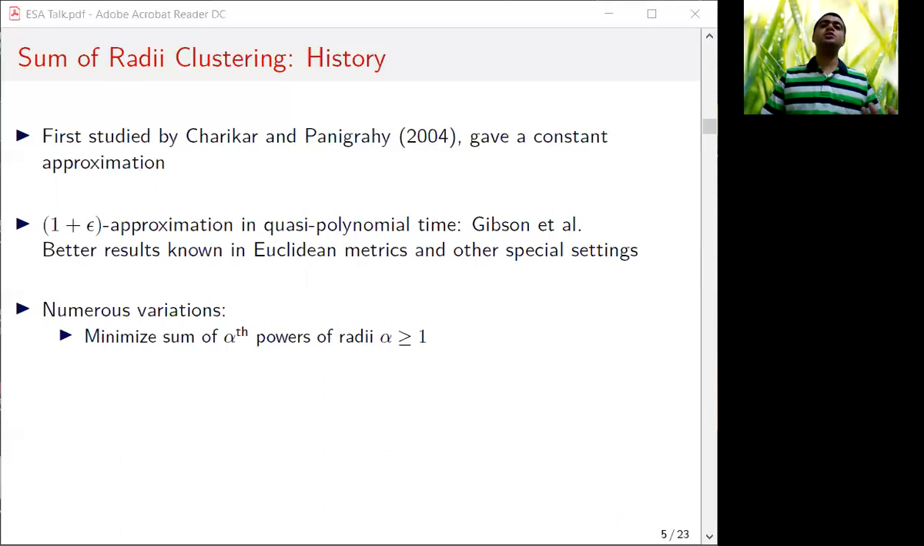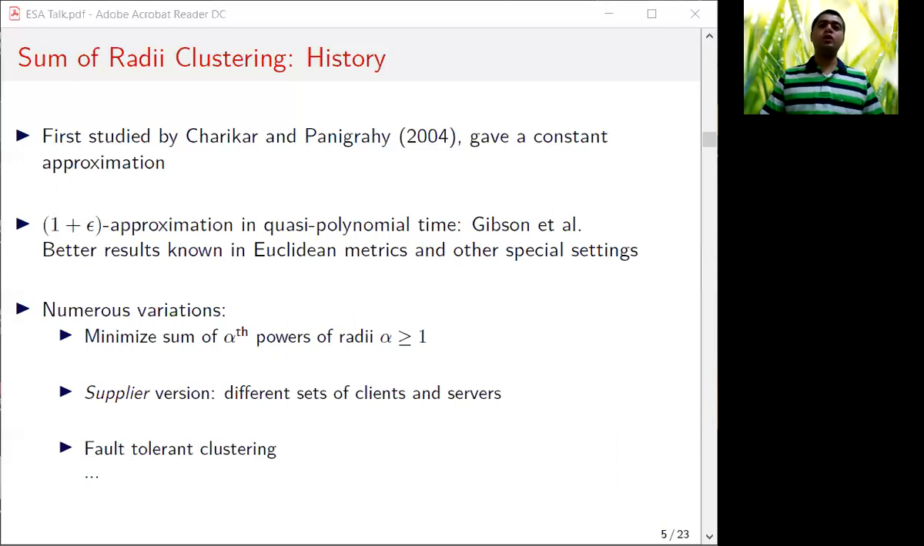A bunch of variations on this vanilla sum of radii clustering problem have also been studied. Suppose instead of minimizing the sum of radii, you want to minimize the sum of alpha powers of radii, where alpha is at least 1. That has been looked at. Or the supplier version, where we have different sets of clients and servers. Or the fault tolerant clustering, where points need to be covered multiple times by different points. There are constant approximations known for all these different variations.